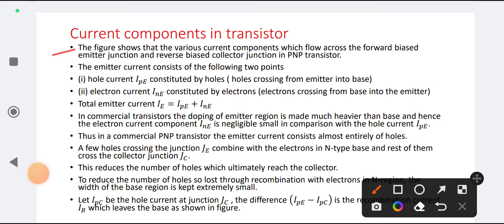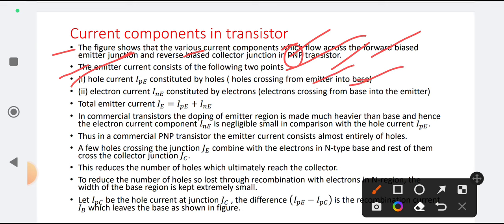The figure shows the various current components which flow across the forward biased emitter junction and the reverse biased collector junction in a PNP transistor. The emitter current consists of the following 2 points. What are those 2 points? First point, hole current IPE, constituted by holes crossing from emitter into base.